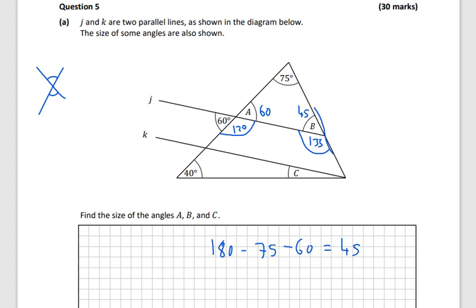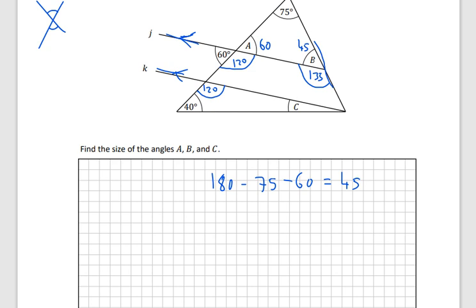Now, because that's 120, this one down here actually has to be 120 because when the lines J and K are parallel to each other, there's a rule that those two 120s are corresponding angles. They look the same anyway, so you might have been able to guess, but the rule of why they are is that they're corresponding. And then again, the 120 and 40 and C have to add up to 180, so we do 180 take away 120 take away 40. That'll give us 20.